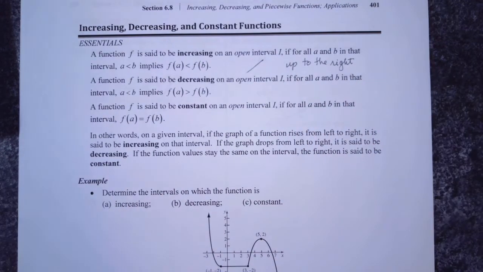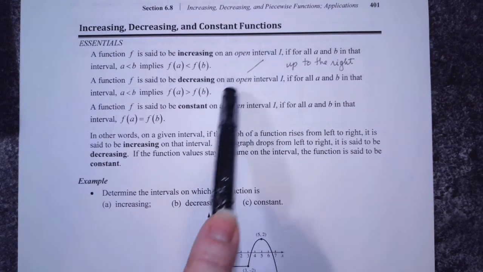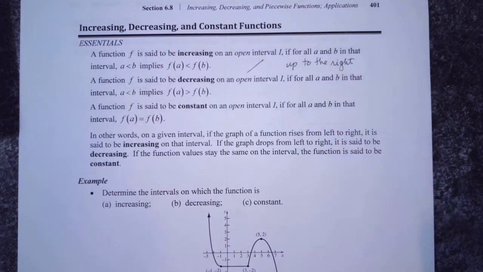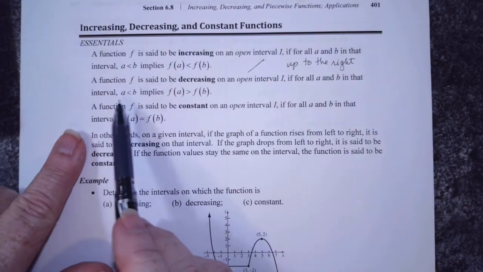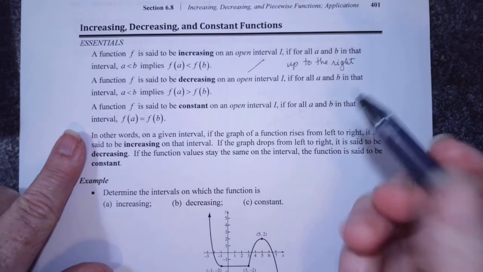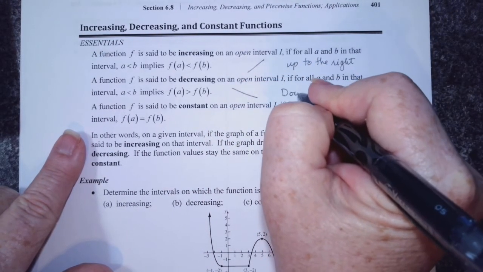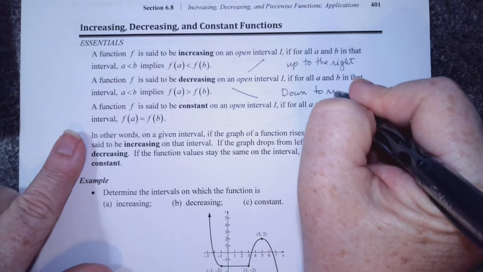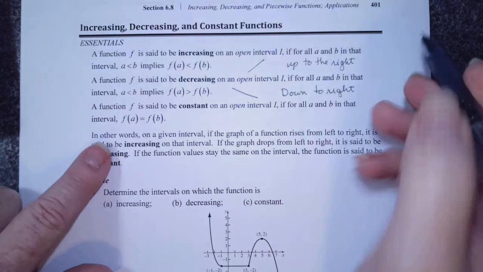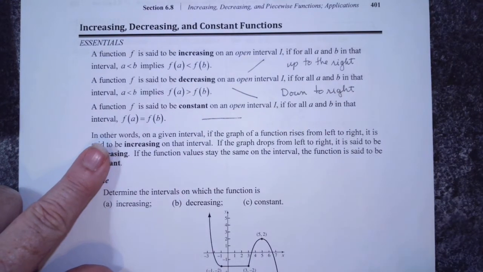Now we do read our graphs from left to right. So when it's going to be increasing, it will be getting bigger as you go from left to right. Decreasing, if a is less than b, implies that f of a is greater than f of b, so that means going down to the right. It's constant on an interval if it's just flat.